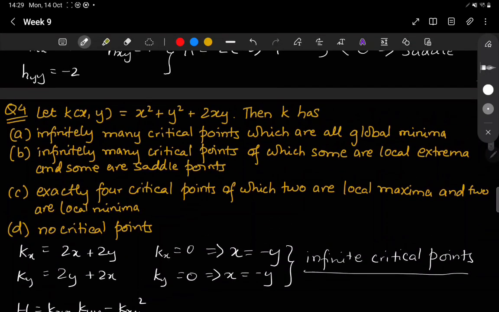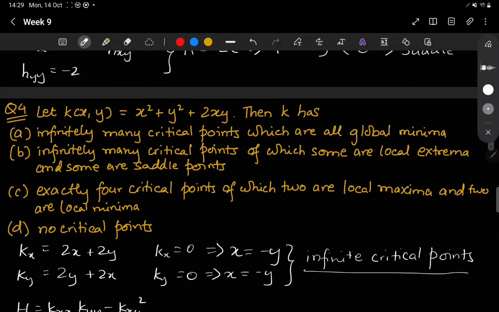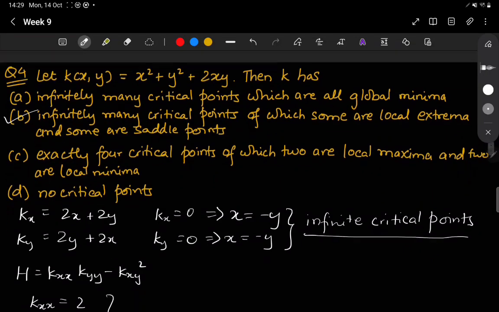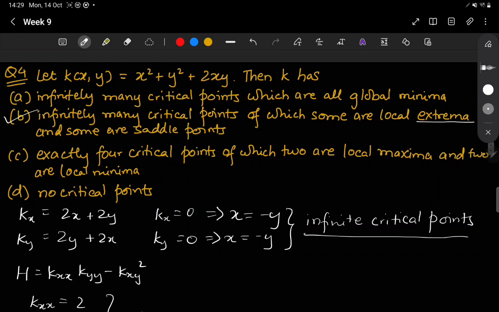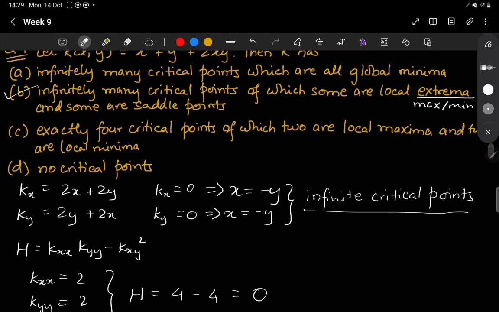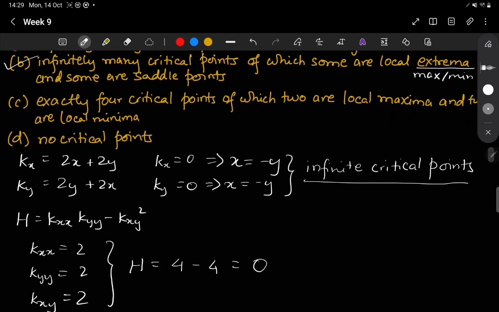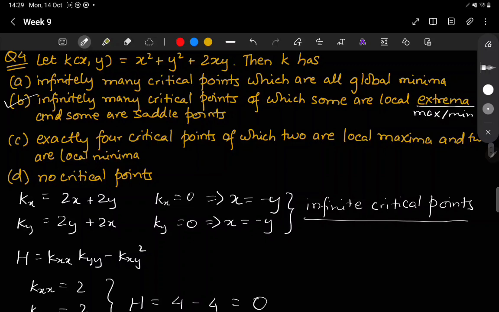So the correct option is that there are infinitely many critical points, of which some are local extrema and some are saddle points, because we cannot really say which are maxima, minima or saddle points. Extrema, by the way, means whether it is maxima or minima. Both are counted as extrema because they are extreme points. So option B is the correct option.